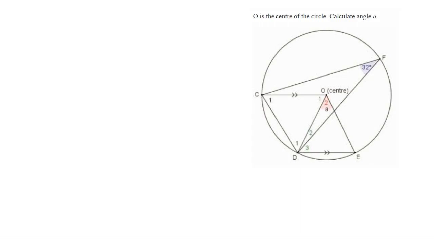Okay, folks, welcome back. We're going to solve some of these exercises found in the book Circle Geometry. O is the center of the circle. Calculate angle A. As you can see here, this subtended angle has the arc CD. So CD is our arc.